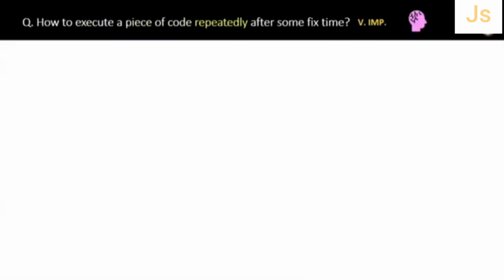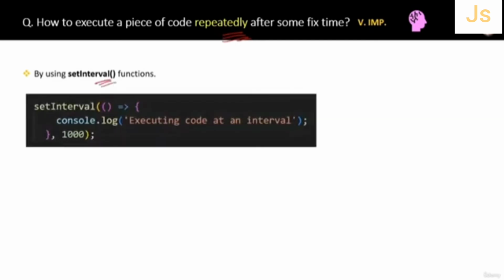How to execute a piece of code repeatedly after some fixed time? Good question. This is possible by using the setInterval function of JavaScript. Here is the piece of code where you can see that inside the setInterval method, we are passing two parameters. The first parameter is the code and the second parameter is the time. This means that the interval method will execute the code in the first parameter every 1 second, repeatedly again and again.